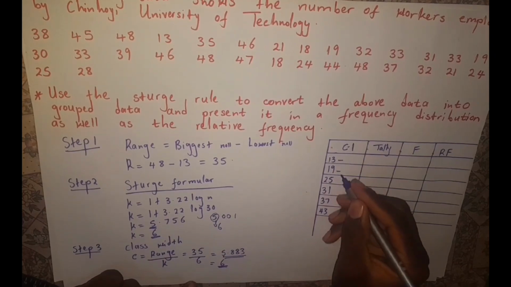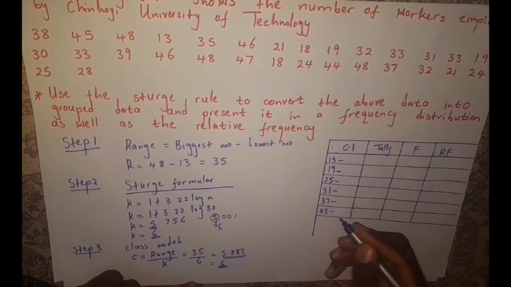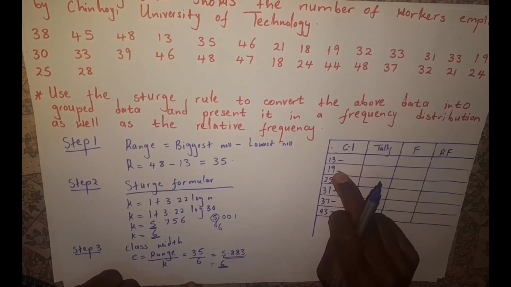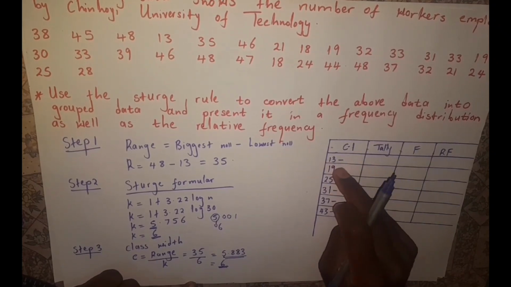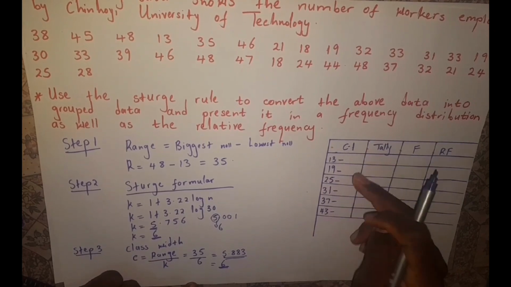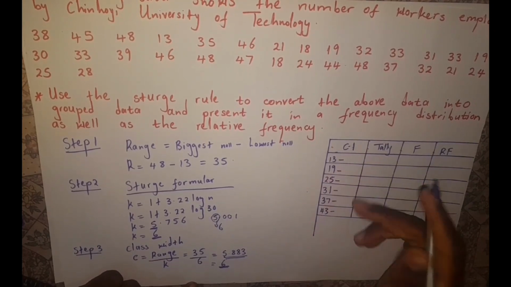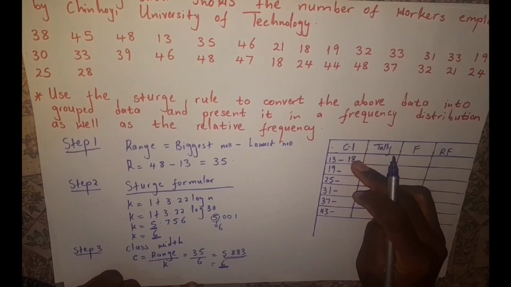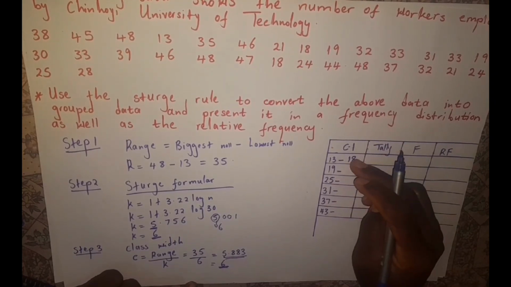And then to find the upper class limit or the upper class boundaries, we are going to come here to the second lower class limit, and then we subtract 1 from this second lower class limit, so that we'll be able to find the first upper class limit. So we'll be saying 19 minus 1, and then we're going to get 18. So 18 is our first upper class limit, or our first upper class boundary.